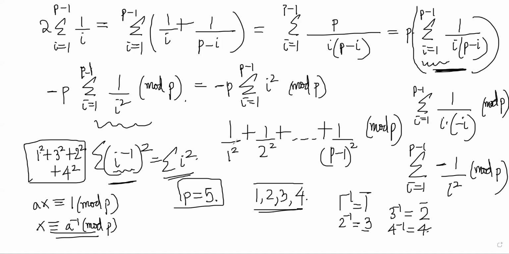The sum of the squares of the inverses of all the numbers from 1 to p minus 1 is the same as the sum of the squares of all the numbers. Like summation i square is the same as summation i inverse square. You can see that very easily in this example. For p equal to 5, summation of i square would have been 1 square plus 2 square plus 3 square plus 4 square. Whereas when you square the inverses, it is the same but in a different order: 1 square, 3 square, 2 square, 4 square. So that is the logic behind this step. And once this step is done, the problem is done basically.